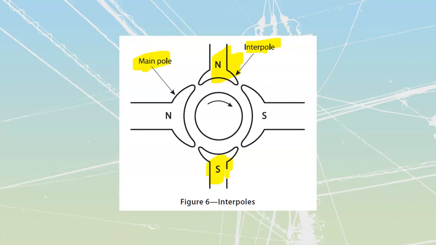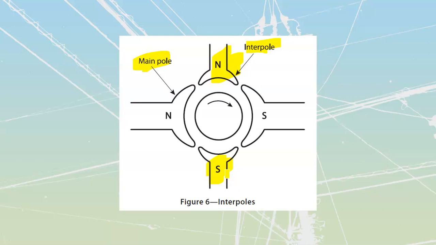We are going to use these things heavily just because we get such bad distortion otherwise. Interpoles are relatively easy for the manufacturers to place into there, and they really do up the efficiency of their motors, so they're going to place them in quite heavily.